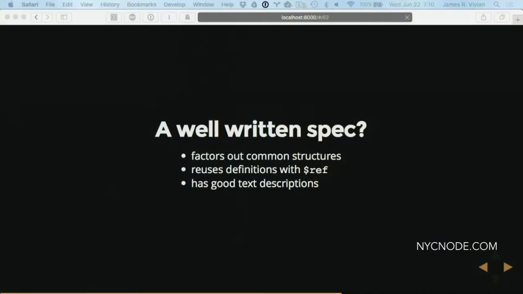So what makes a spec well written? Ideally, you want to factor out common structures. Again, reuse those, write some definitions, use them via refs, and add descriptions. Descriptions are the place where you have to actually describe what the thing is that you're trying to do or that you're trying to return, or the data structure involved.